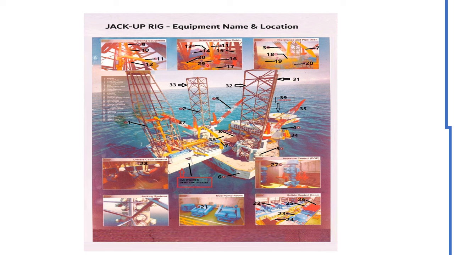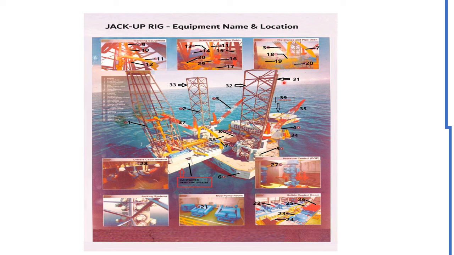Now 29 is the rotary table. As I said, this red one is the iron roughneck, number 16, but the 29 is just this area at the back, a little far away from the iron roughneck. This square area is the rotary table. And number 30 is the pipe tailing arm.